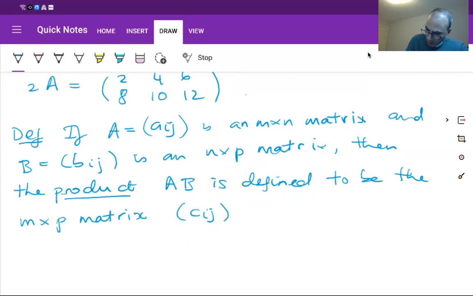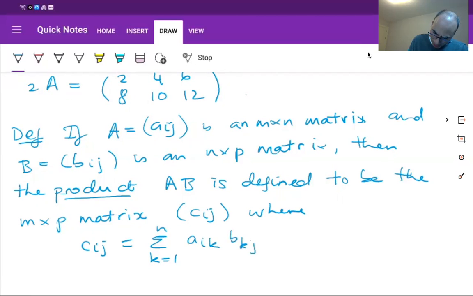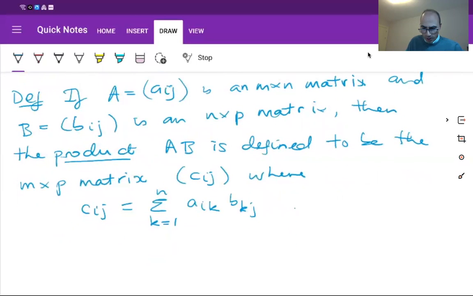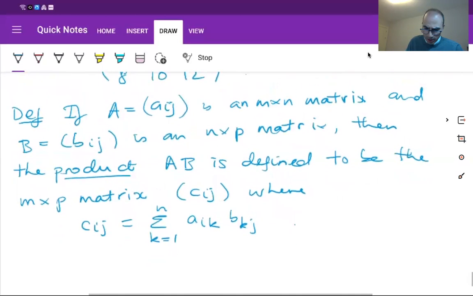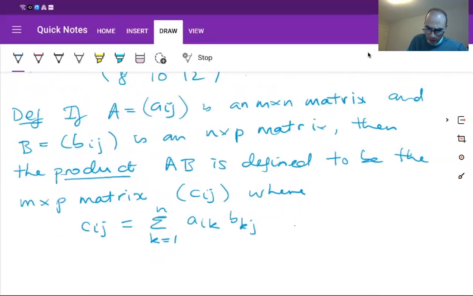Cij, so this entry Cij is the sum, say, k equal to 1 up to n, of a_ik b_kj. Okay, so we have this slightly strange way of defining the product. And the sizes, it's important that the sizes be appropriate.